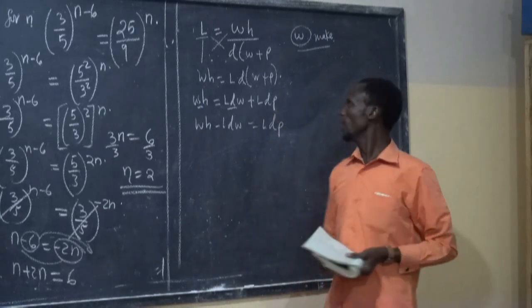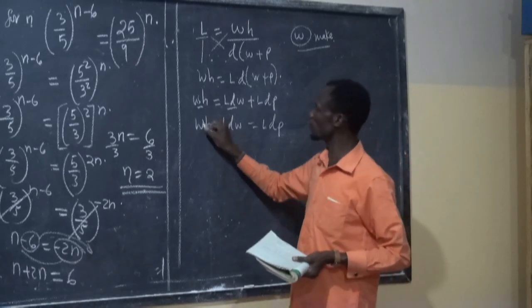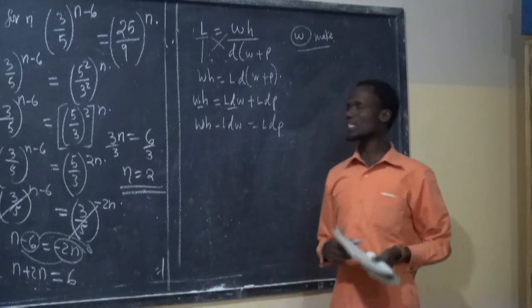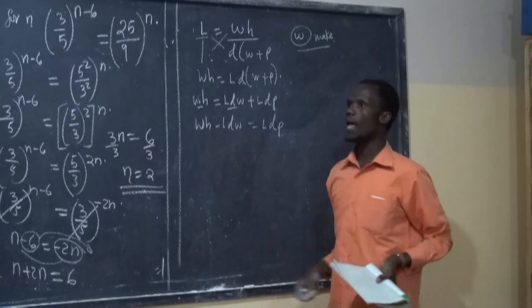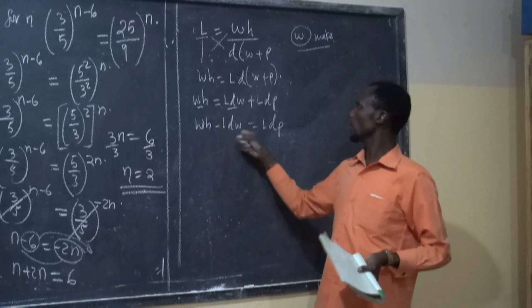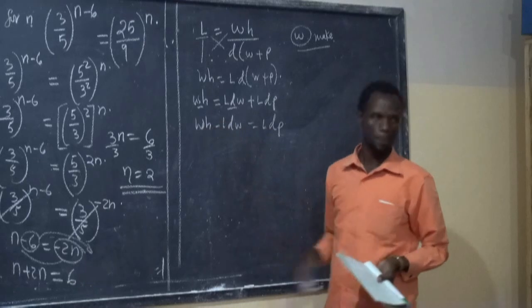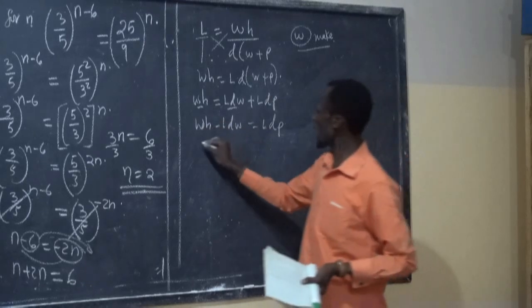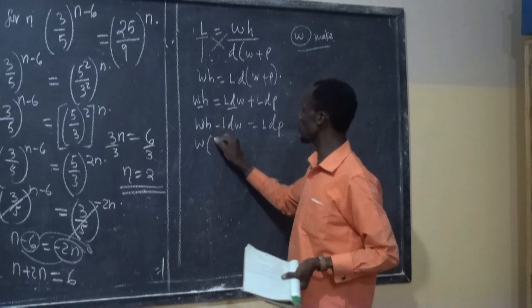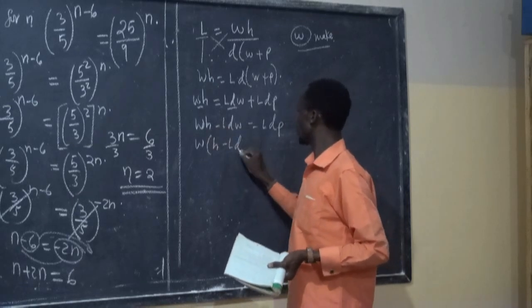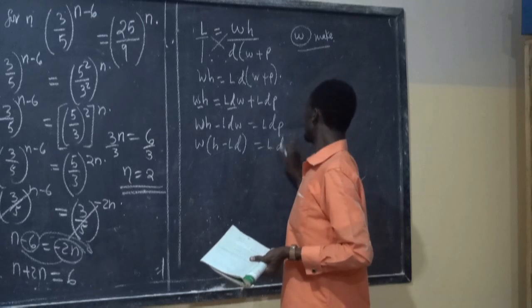Are you clear? Then, because we are looking for the value of W, now let us think that this is a common factor. And it is true that it is a common letter or common factor, because it is found here and here. Now, W is taken out. Then you remain with H minus LD is equal now to LDP.